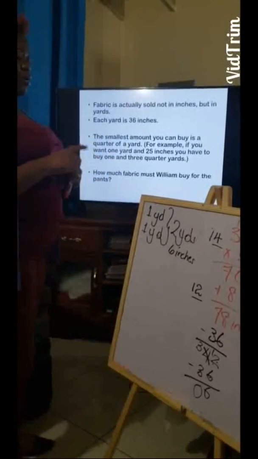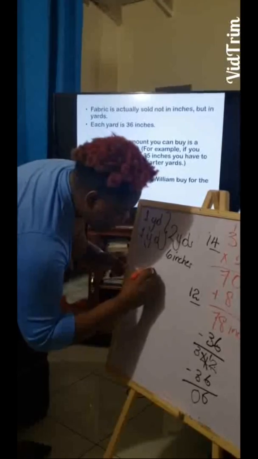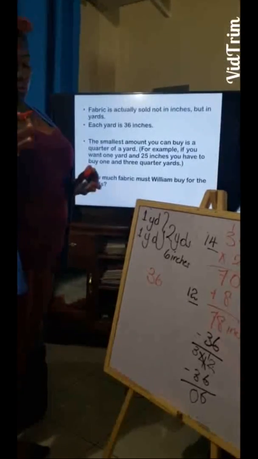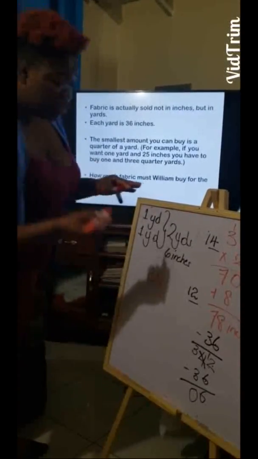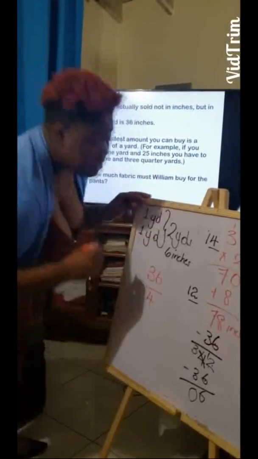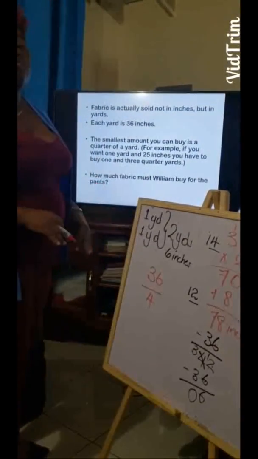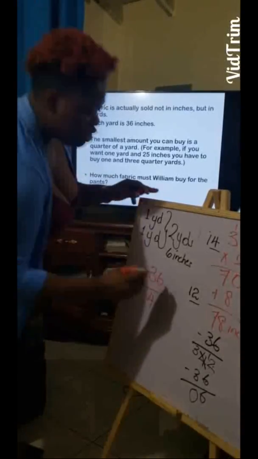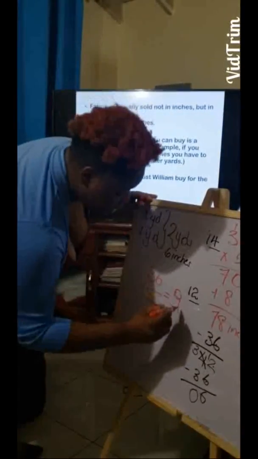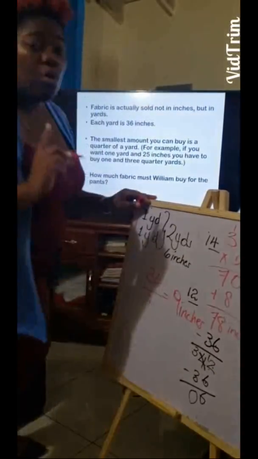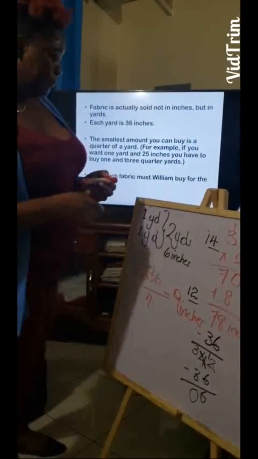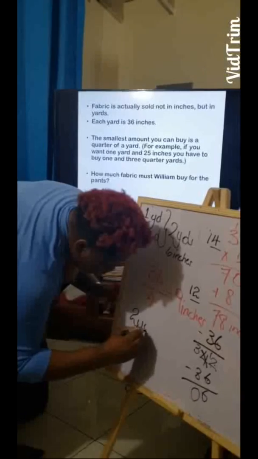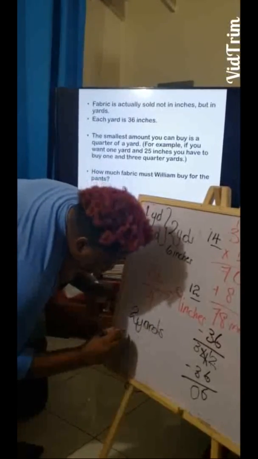So now, if we want to buy a quarter yard, so quarter of 36 inches would be what? Okay, good job. If we're finding a quarter of 36, we divide 36 by 4. So it's basically, we have 36 as a whole, and we're making 4 equal groups. So 4 into 36 will give us how many equal groups? Good job. 9 equal groups. So 9 inches is a quarter of a yard. So here, William will need to buy 2 yards and 9 inches.